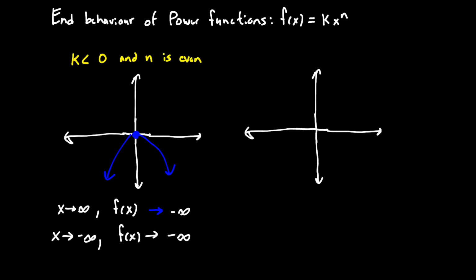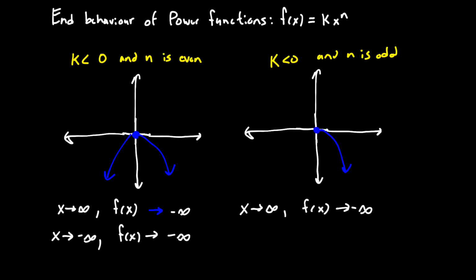In the last case, we have our coefficient k is less than 0, and n is odd. As x approaches infinity, then f of x is approaching negative infinity. And as x approaches negative infinity, f of x approaches infinity.